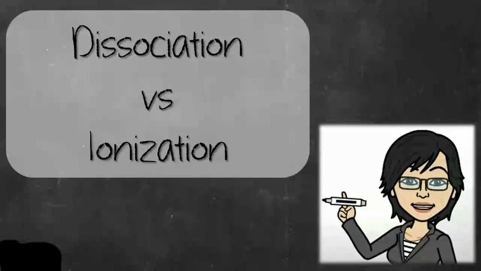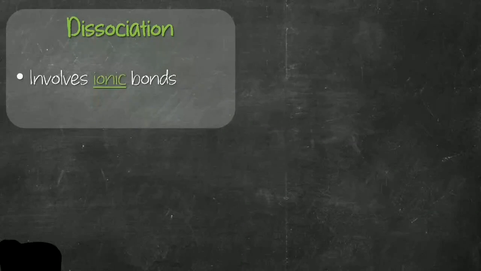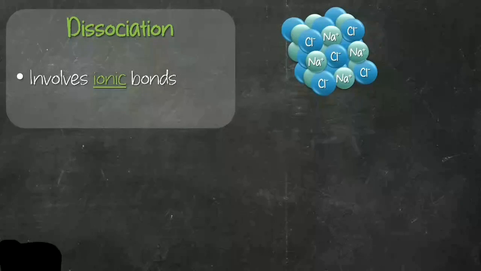We can easily differentiate dissociation from ionization using two key points. Dissociation is the process that involves ionic compounds, which obviously contain ionic bonds. Ionic bond, as we know, is formed from the attraction between cations and anions, which are positively charged ions and negatively charged ions. Take NaCl for example. It is an ionic compound that is made up of Na+ ions and Cl- ions.